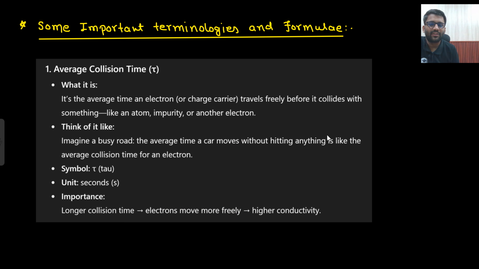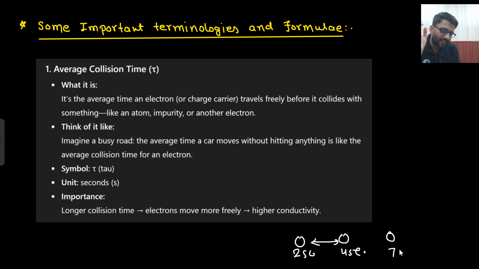This is a very simple analogy, you can read it on your own. So this is the average time an electron travels freely. Like the average time an electron travels freely, that means I told you that the first collision happened at 2 seconds and the second collision happened at 4 seconds. So between 2 seconds and 4 seconds it was moving freely, right?